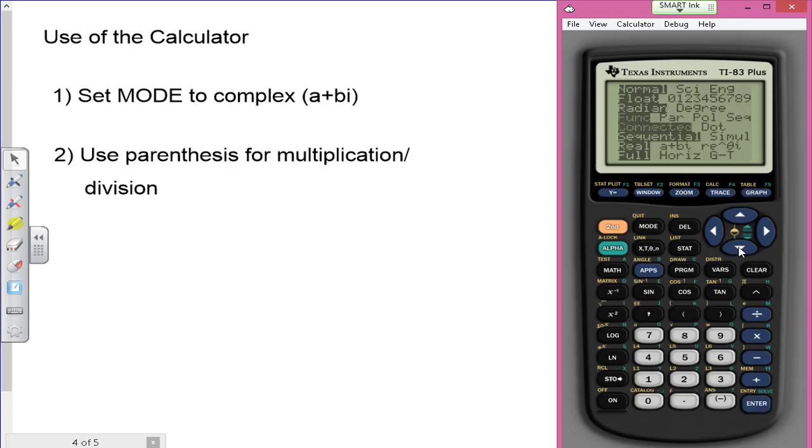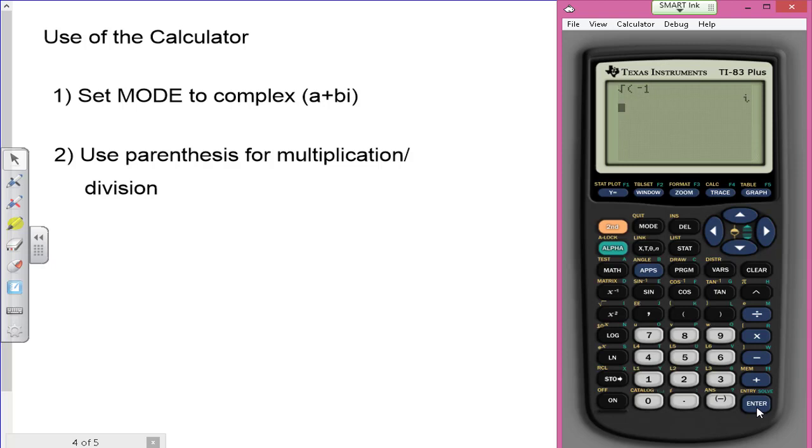But let me change my mode to complex, so the a plus bi. This is also a form of complex numbers, but you won't see those until trigonometry really. So this is what you want right here. Once you have that selected, hit second and quit. Now come over and try the square root of -1, and you end up with i. So now it's working with complex values.